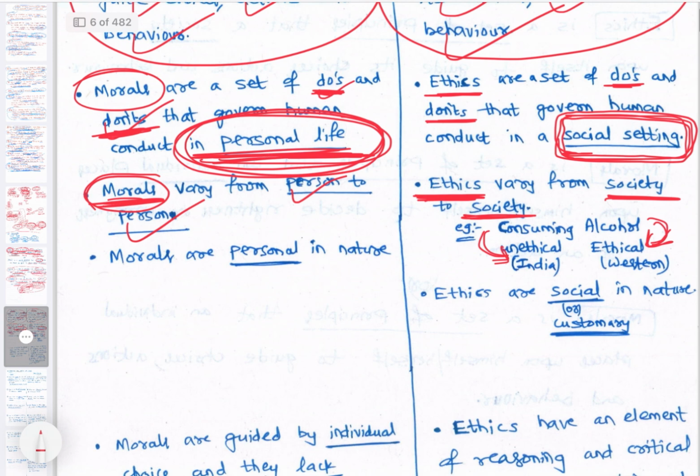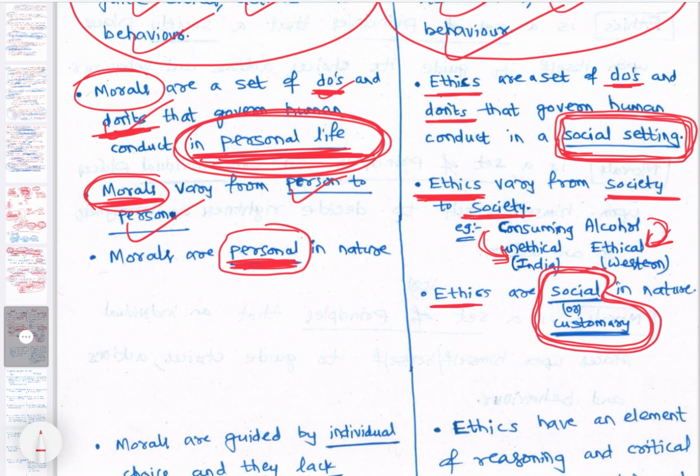Then morals are personal in nature. Every individual has their own set of morals. They are very personal in nature, and ethics are social or customary in nature, because they are carried from society to society through history, right? In a village, your society's ethics are customary; they are transferred from one generation to the next generation. So ethics are social or customary in nature. Customary means like customs, they are transferred from one generation to another generation.